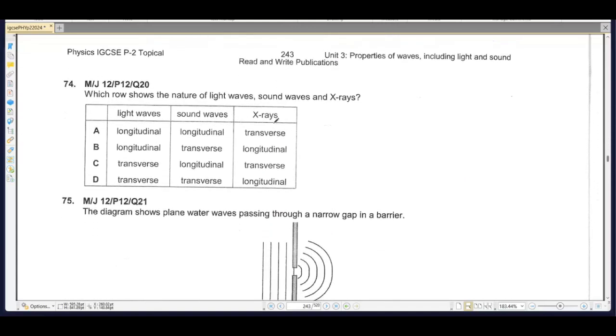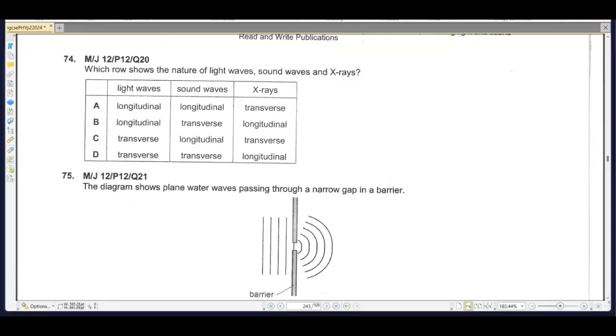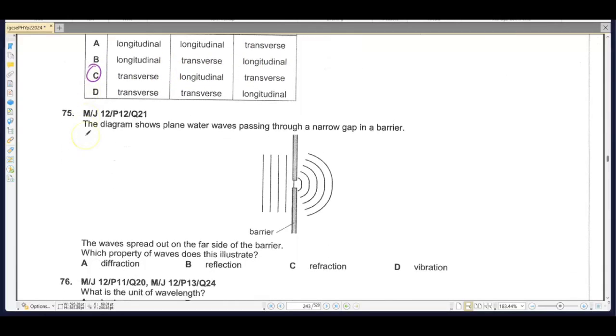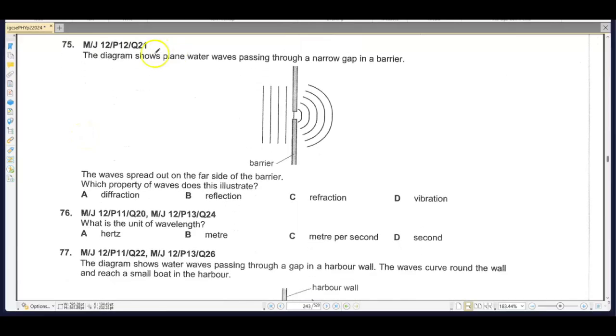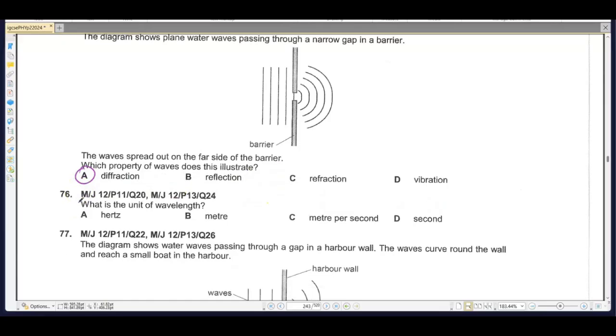Question number 74. Which row shows the nature of light waves, sound waves, X-rays? Light waves and X-rays are transverse waves. Sound wave is a longitudinal wave. So we will look for an option that says transverse, transverse, longitudinal. C is the correct option. I think we did this question before as well. Question number 75. The diagram shows plane water waves passing through a narrow gap in the barrier. The waves spread out on the far side of the barrier. Which property of waves does this illustrate? This is an example of diffraction, so A is the correct option.